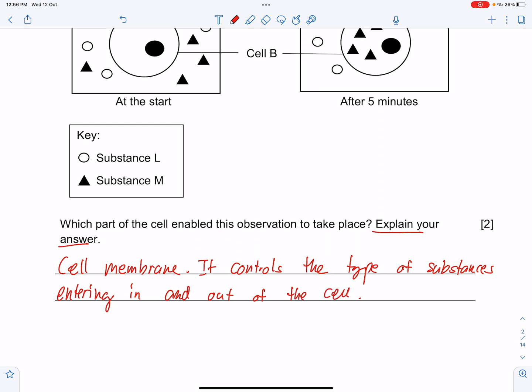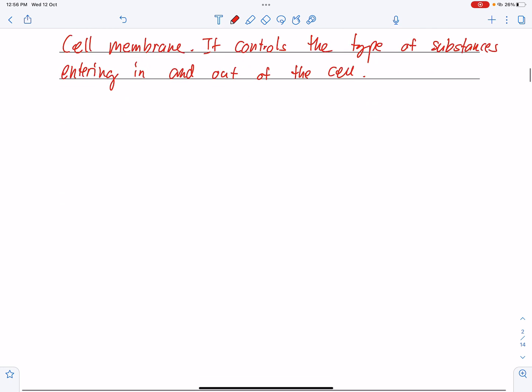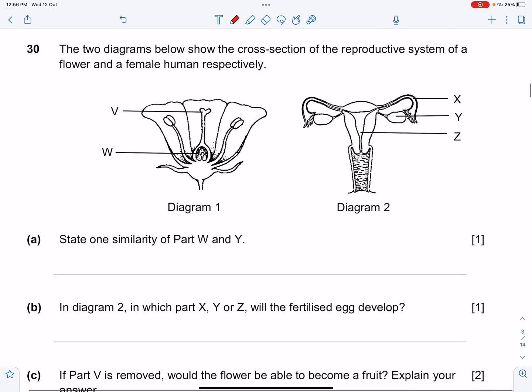Okay, the keyword here is control. Next, the two diagrams below show the cross-section of the reproductive system of a flower and a human respectively. State one similarity of part W and Y.